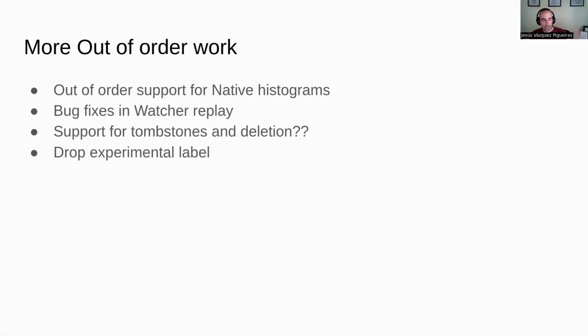So basically in the TSDB, there's now two appenders, one for the normal observations and one for the native histograms. And the second appender for the native histograms doesn't yet have out-of-order support. So we're going to have to work on that.